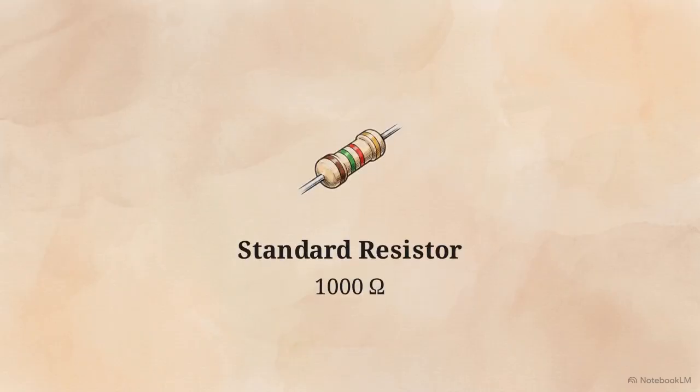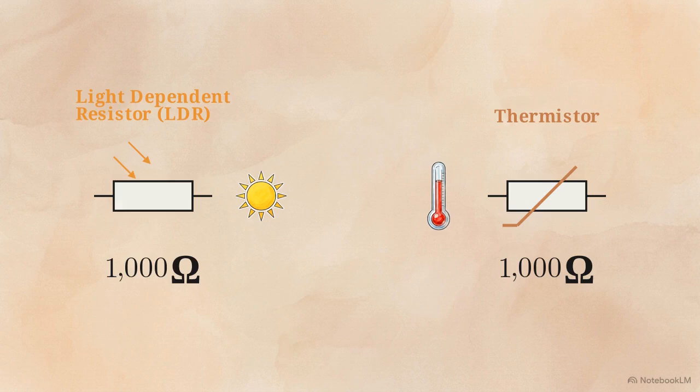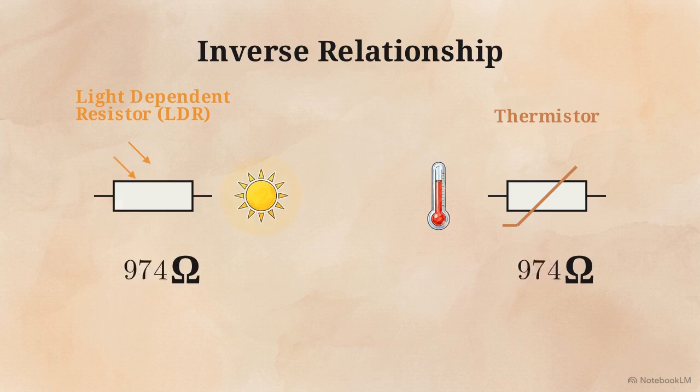Standard resistors have fixed values, but sensory resistors adapt to their surroundings. The light-dependent resistor, or LDR, reacts to brightness. The thermistor reacts to heat. They both operate on an inverse relationship. As the environmental intensity goes up, more light or higher temperatures, their resistance values drop sharply.